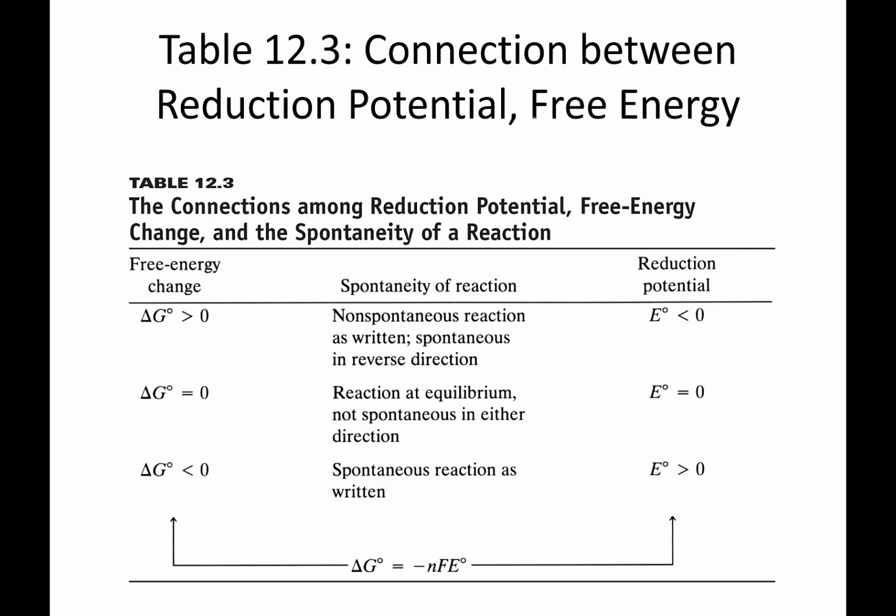And this is just a reminder that if E naught is less than 0, delta G naught is positive, so it's non-spontaneous. If E naught is greater than 0, then delta G naught is less than 0 and it's spontaneous.